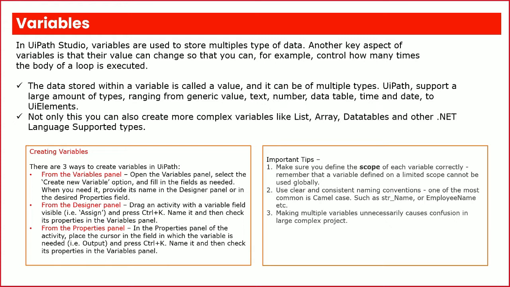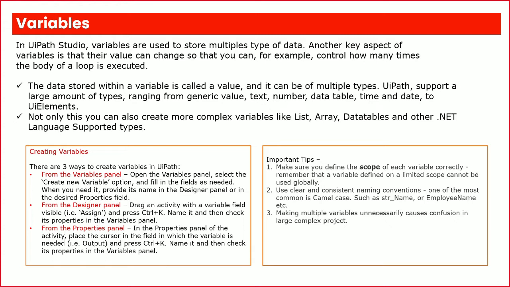So the first thing that we're going to talk about today is variables and arguments. Okay, so what is a variable, what is an argument, that we're going to discuss. So in UiPath Studio, variables are used to store multiple data types, very similar to other programming languages where you store values temporarily. One of the best parts of UiPath Studio is that it supports not only primitive and non-primitive data types, but it also supports the data types which are available from the .NET family.